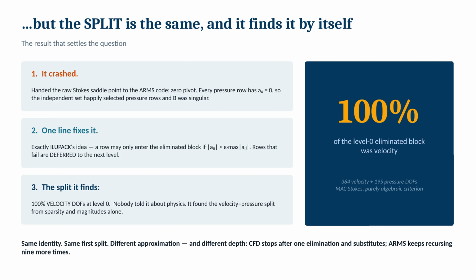With that line in, the level 0 fine block that the purely algebraic criterion selects is 100% velocity degrees of freedom. Nobody told it about physics. It found the velocity pressure split from the sparsity and the magnitudes alone. So, same identity, and at level 0 on a saddle point, the same split. What differs is what happens next. CFD stops there and substitutes a physical surrogate. ARMS keeps going, recursing on the Schur complement 9 more times. That's also why multi-level ILU is the one method in the opening table that survives problem 4.